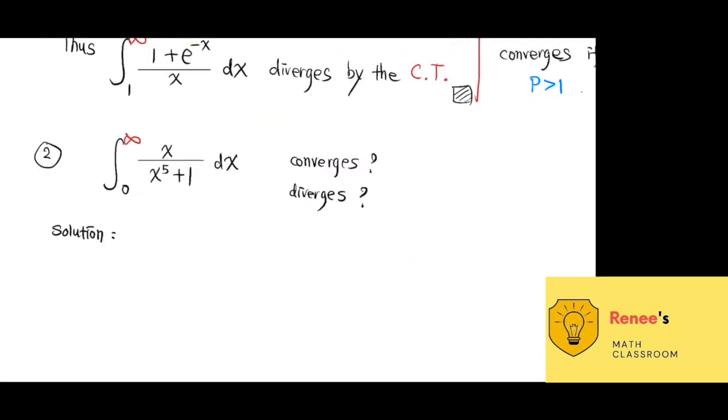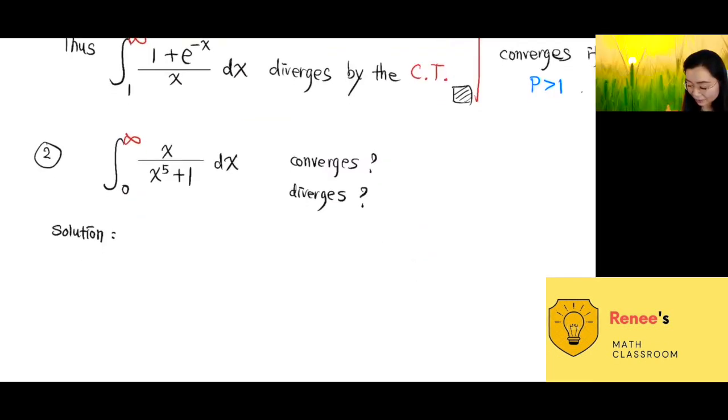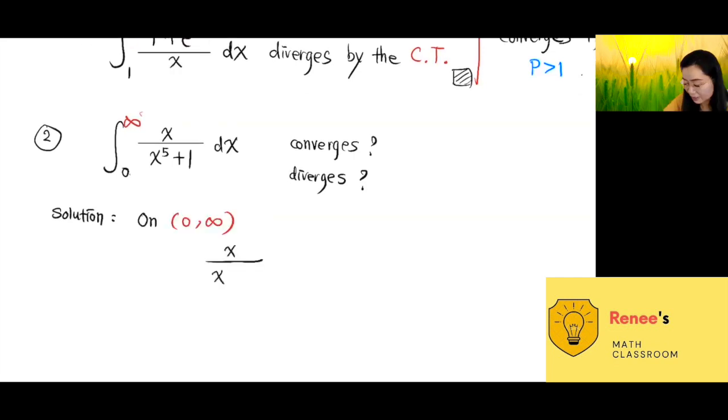Example 2. Is this integral convergent or divergent? This integral, x goes from 0 to infinity. So on 0 to infinity, we're going to compare this function with another positive function. Compare with what? Okay. Now let's just take away some part of the function. So how about we take away this 1? Okay, take away this 1. So we have x over x to the 5th power. So make it simpler that way. Okay. So we're going to compare that with x over x to the 5th power over here.